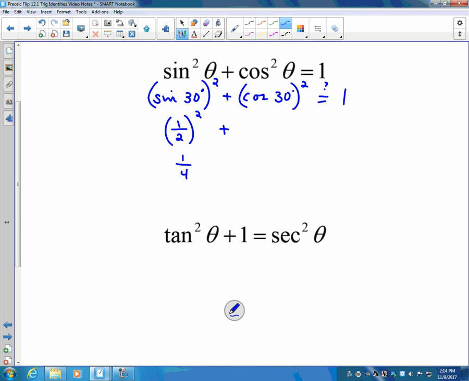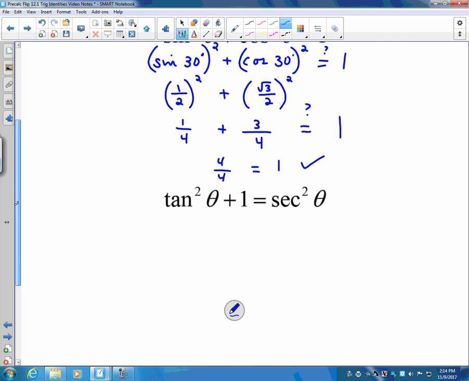What's the cosine of 30 degrees? That's radical 3 over 2, right? What's radical 3 times radical 3? Well, that would be 3. What's 2 times 2? 4. What do you think? Does 1/4 plus 3/4 equal 1? You bet it does. So it certainly works, and it would work for all of these, right?